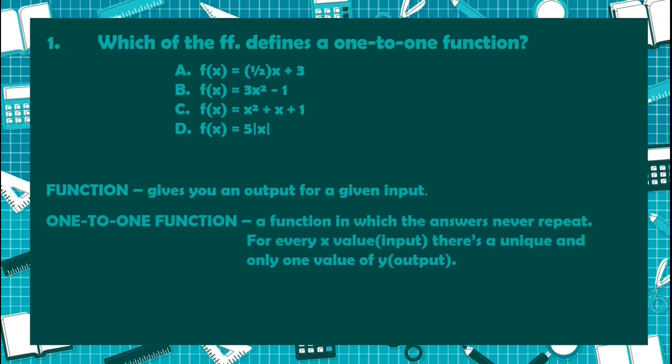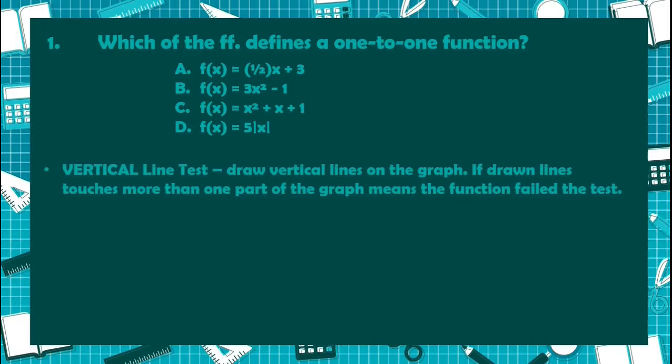On the other hand, a one-to-one function is a branch of function in which the answers never repeat. For every x value or input, there's a unique and only one value of y or output. We can say a function is a one-to-one function if it passes the vertical line test and the horizontal line test. How to do the vertical line test? You just need to draw vertical lines on the graph, and if the drawn lines touch more than one part of the graph, it means the function failed the test.